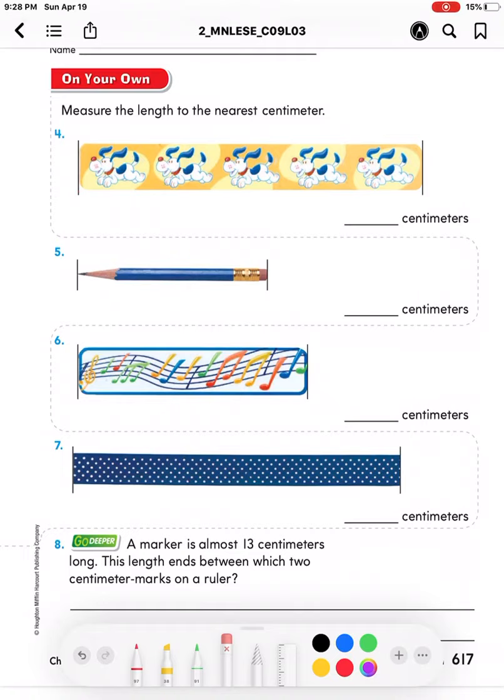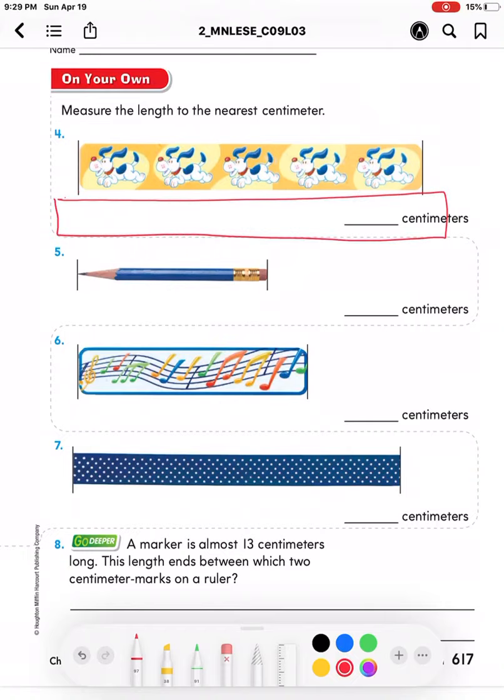In question number 4, as you can see here, we have a ribbon or an object that has a lot of dogs on it, okay? Now we want to measure this object, so I will try to draw a ruler right here to show you how to measure. Let's imagine that this is a ruler. Please don't draw this. You should be using a ruler instead of my drawing, okay?